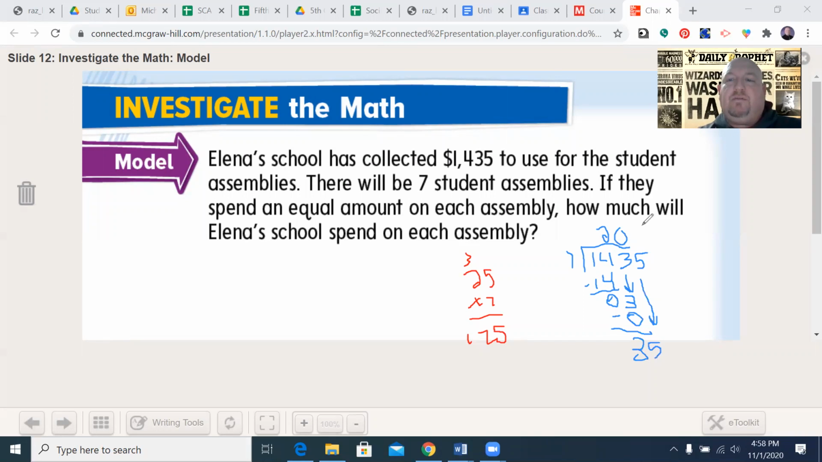Now 7 goes into 35 5 times, like we talked about. 5 times 7 is 35, we get a 0. 205 times 7. Let's check our work. 7 times 5 is 35. We regroup the 3. 7 times 0 is 0 plus 3. 7 times 2 is 14. 1,435. With the absence of that 0, we would have had the incorrect answer.